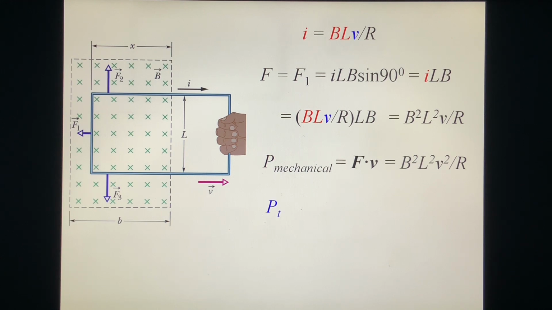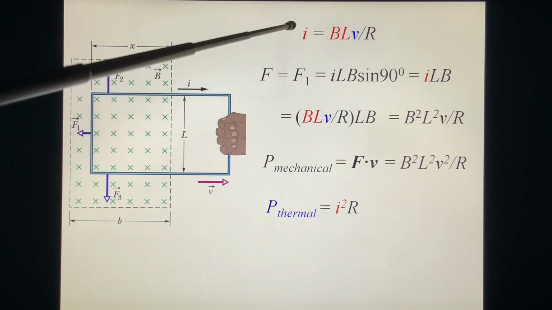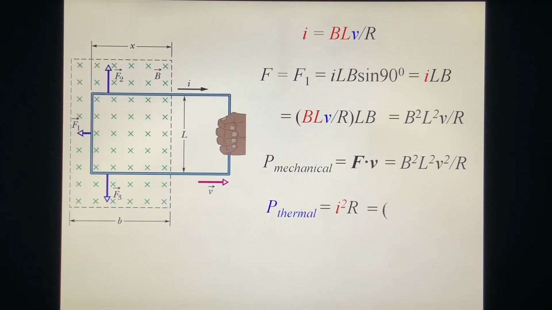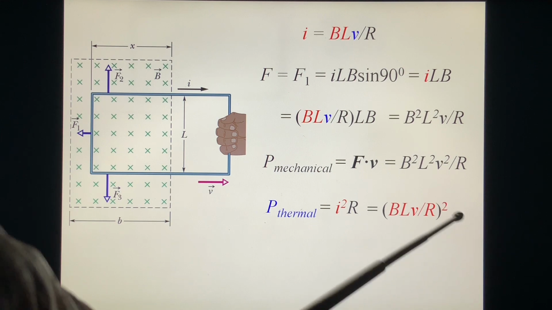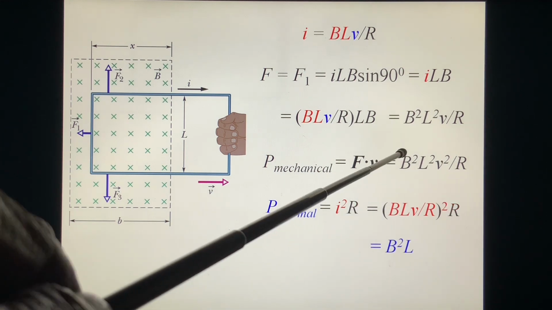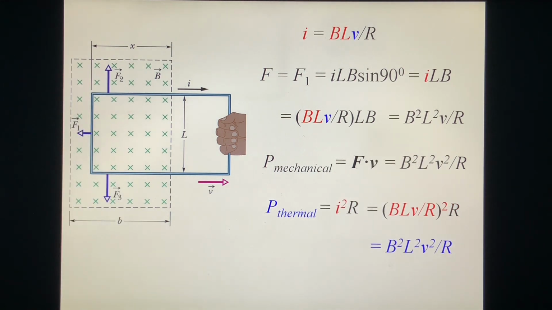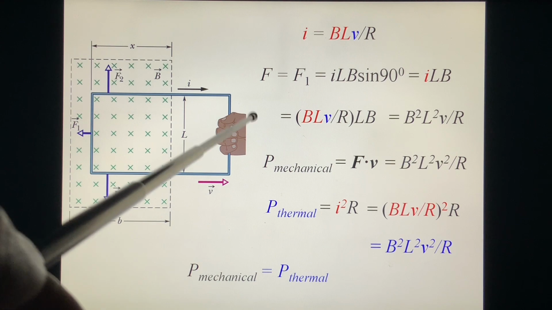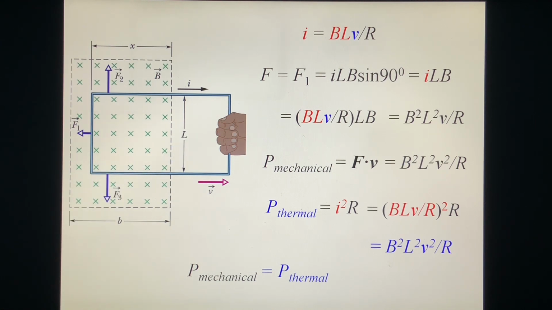Now let's see the heat produced. The heat produced equals I squared R. What is I? We put in this I, and I squared R gives B squared L squared v squared over R. We get the same answer. So we see P mechanical equals P thermal. The electrically produced heat is supplied by me, the mechanical work. This is energy conservation.